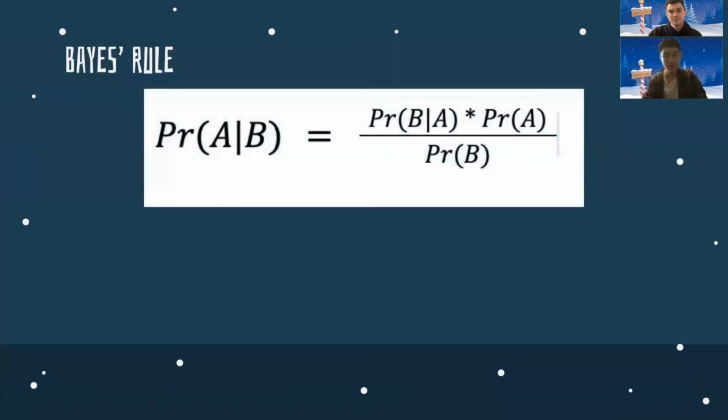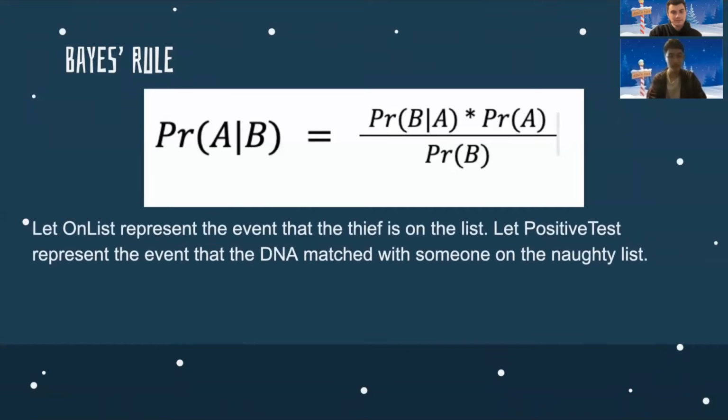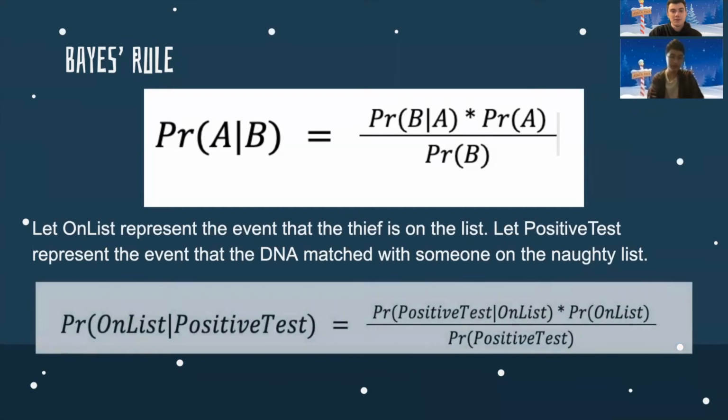Well, let's jump right in. To obtain our probability for Nate Dubinsky, we will use Bayes' rule. Bayes' rule allows us to calculate the probability of an event A given B based on what we know about the probability of B given A. So let's set up some events. Let on list represent the event that the thief is on the list. Let positive tests represent the event that the DNA has matched with someone on the naughty list. So that would look like this.